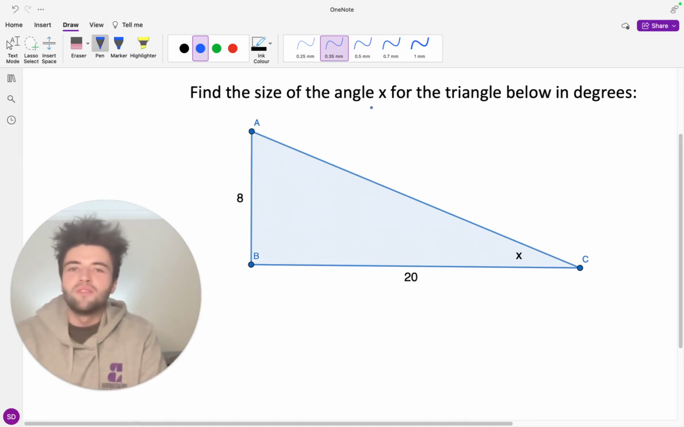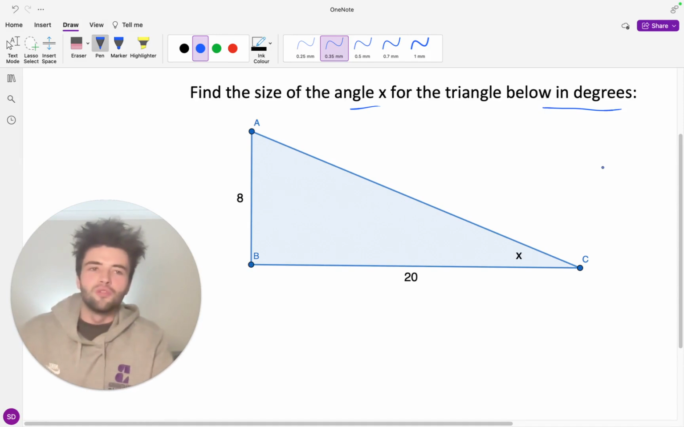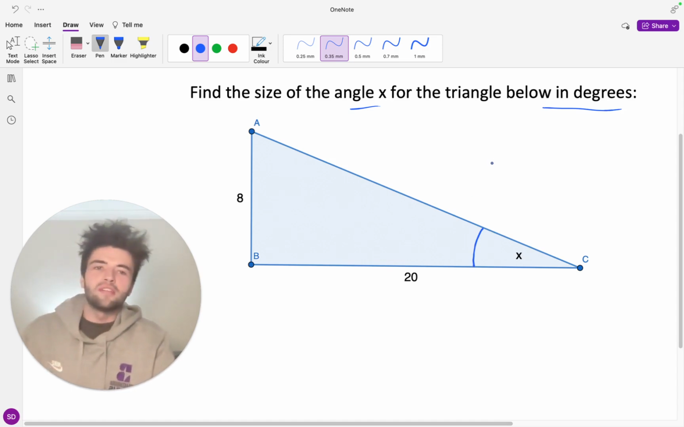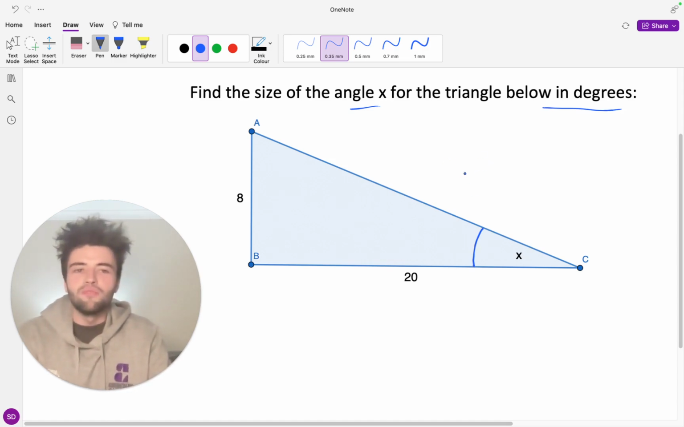So in this question, we're asked to find the size of the angle x for the triangle below in degrees. So it's very important we know which measurement to use, and it's going to be degrees in this case. And the angle x is going to be in here, and so we're going to be basically using our trig identities to figure out what the value of this angle is.